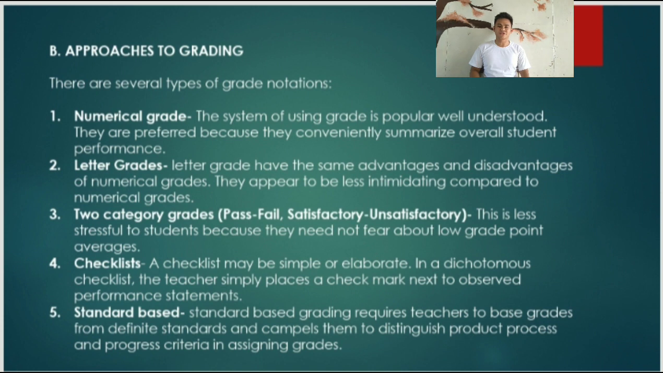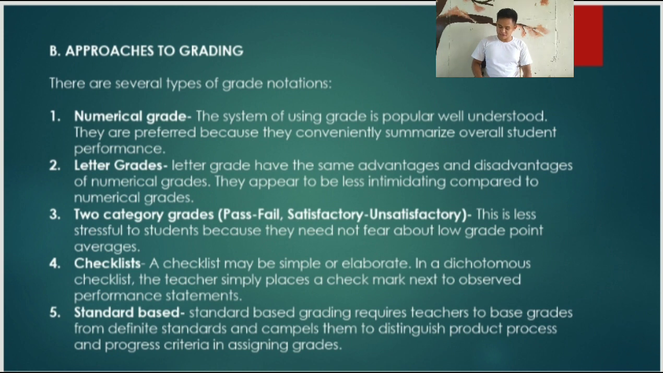Now, let's proceed to the approaches to grading. Local and international schools offering basic and tertiary education use codes in reporting students' progress and achievements. So, there are 5 different codes in giving the students' progress. The first one is numerical grades, just like 99, 98, 97, 96, 95. The system of using numerical grades is popular and well understood because they are preferred since they conveniently summarize the overall performance of students.